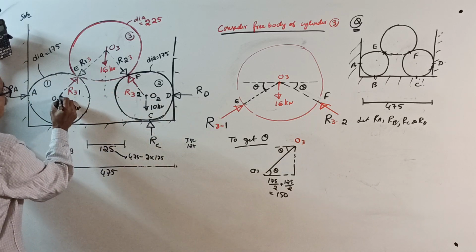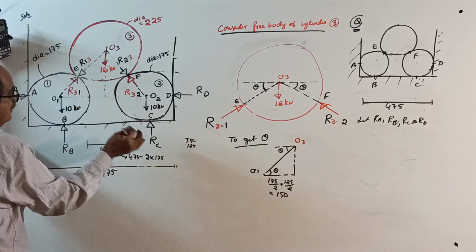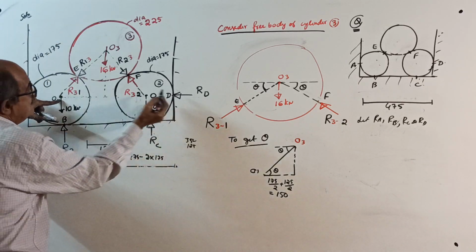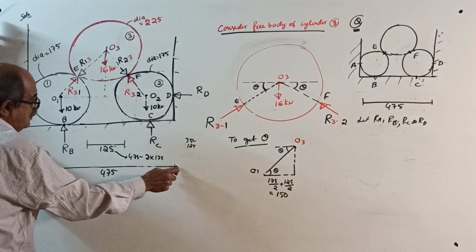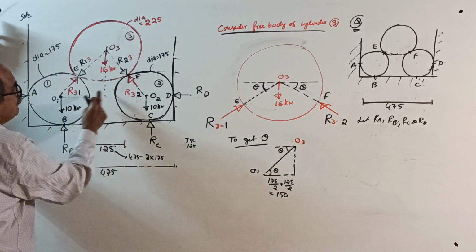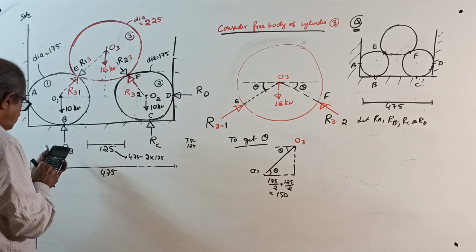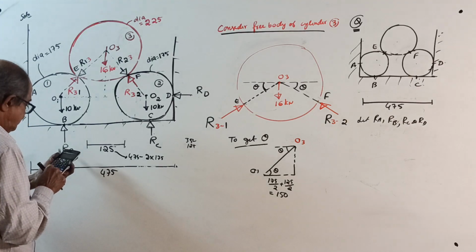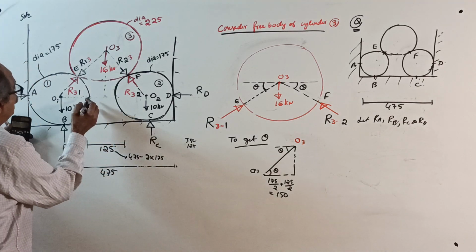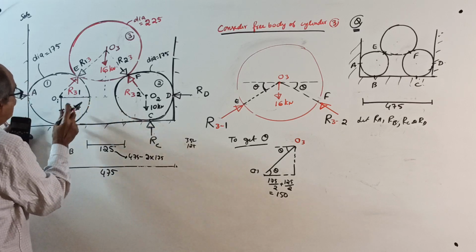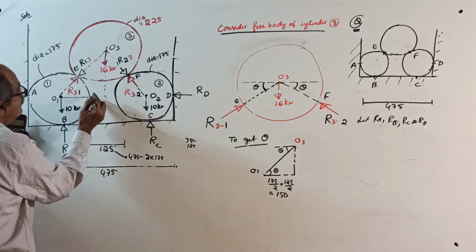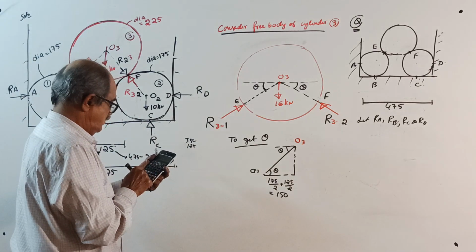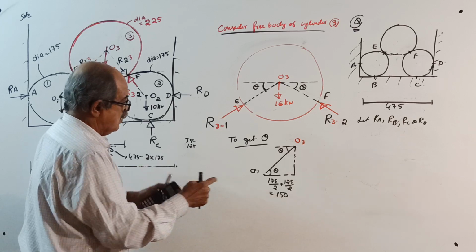See, if I mark a line here this way, this is 475. This is half of 175. 475 minus 175 minus 175, you get 125. 475 minus 350, you already got 125. Now, this is the radius, 175 by 2. This is half of 125. So, 175 by 2 plus 125 divided by 2 is 150. This is this length.